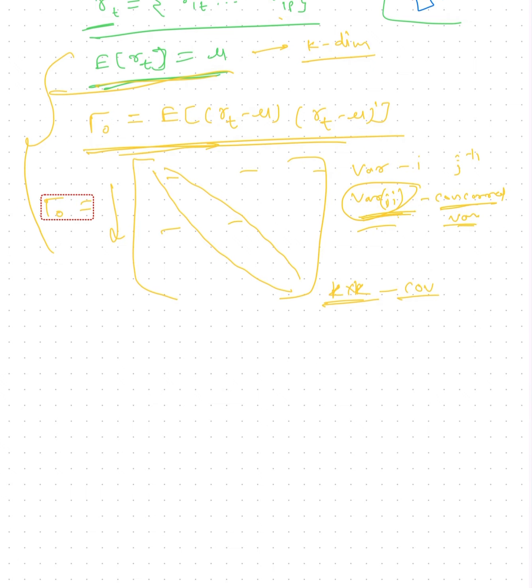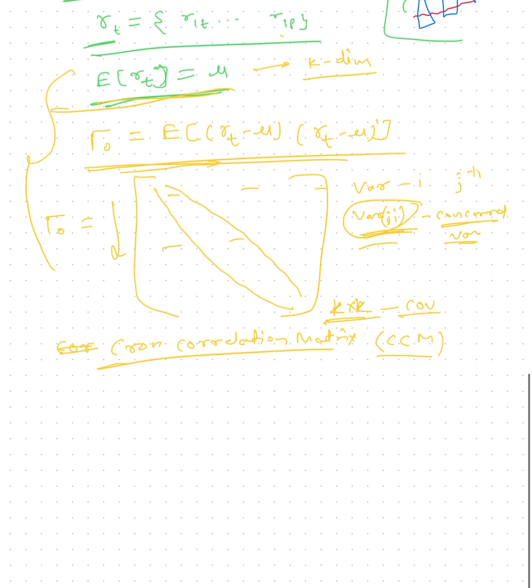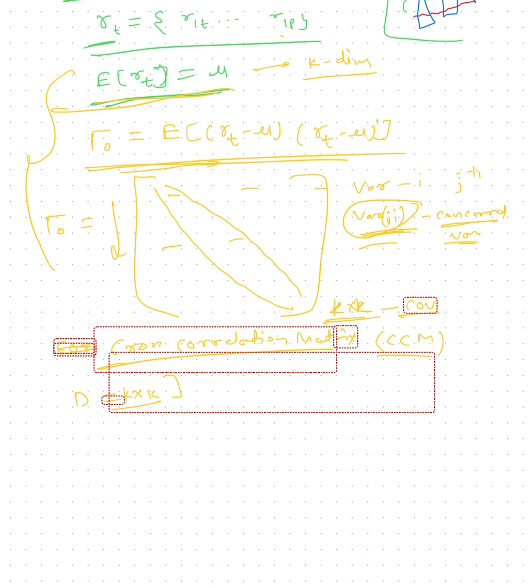So based on these two things, that is our mean vector and the calculated covariance matrix, now we move on to calculate our cross correlation matrix, that is CCM. It's also called CCM. In CCM we consider our covariance, that's our k into k diagonal matrix. We take the diagonal, that is k into k diagonal, and then we try to standardize it.